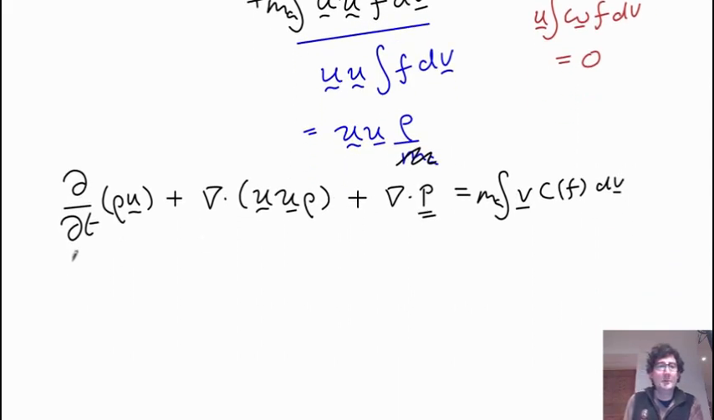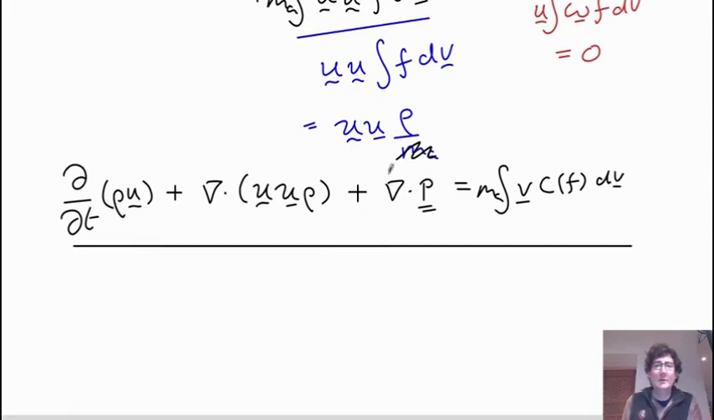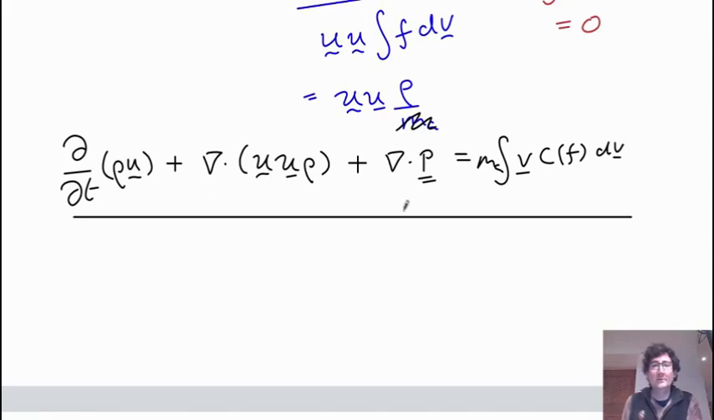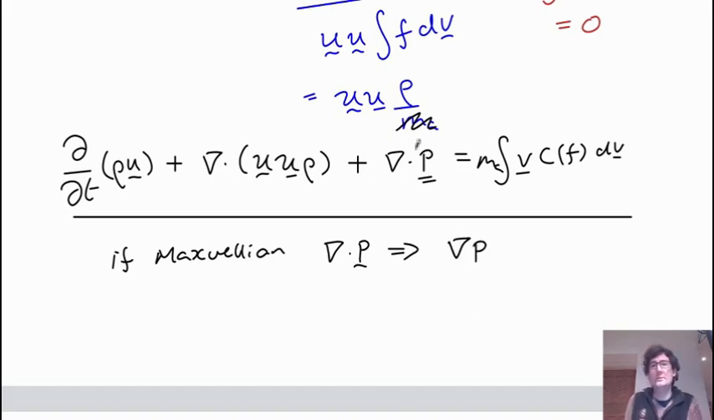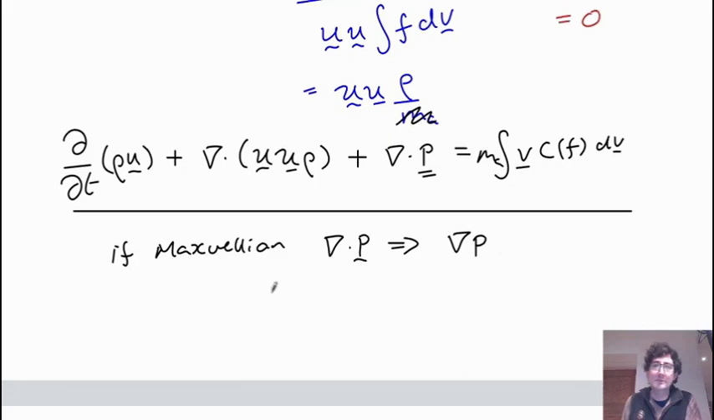Okay, and this looks a lot like the momentum equation. This is a slightly more general version of the momentum equation we derived previously. So if it's a uniform isotropic Maxwellian, then this divergence of P becomes the gradient of pressure, and so this term becomes the same as we derived previously for the Euler equations. This term, the advection of momentum, is the same as the Euler equations. Then this last term here gives the viscosities.